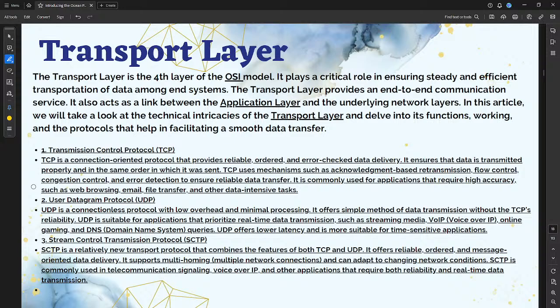Like we spoke about the TCP, UDP, we spoke about the ports, right? So all these are what, of course, the transport layer facilitates.